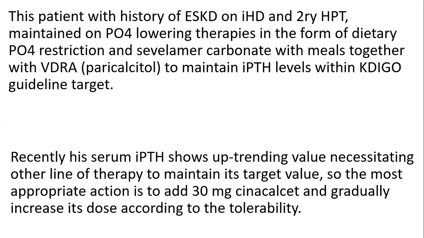So on the higher level, as you know, the KDIGO guidelines are to keep the PTH between 2 to 9 folds of the upper limit of normal. So we'd like to keep it between 300 to 500. Recently, his iPTH is trending up. So we don't only look for a single number, but we see the trend. Is it going up or down? Because if we don't do anything, probably the PTH next month will be 800 or so. So we have to do something to stop the PTH from going up.